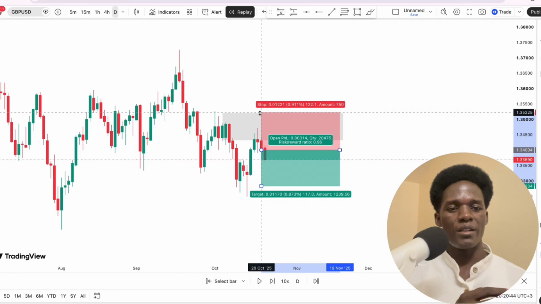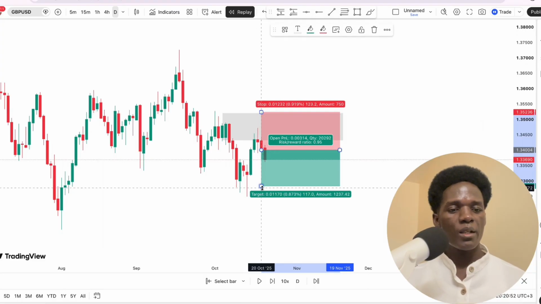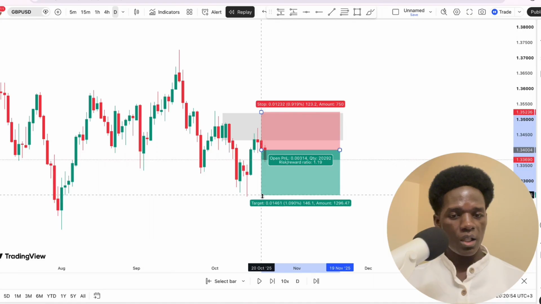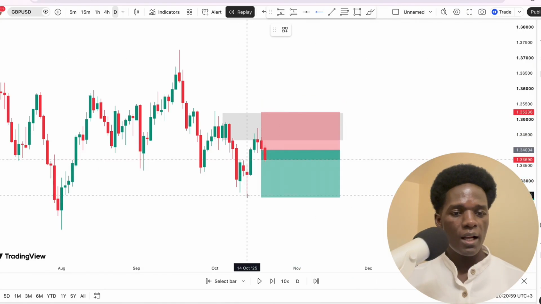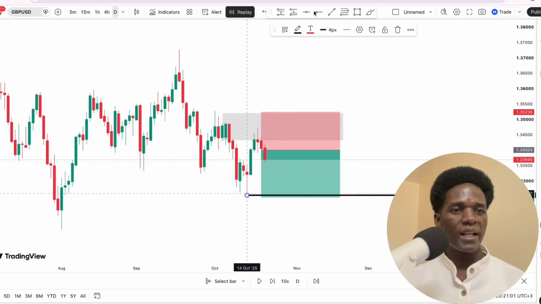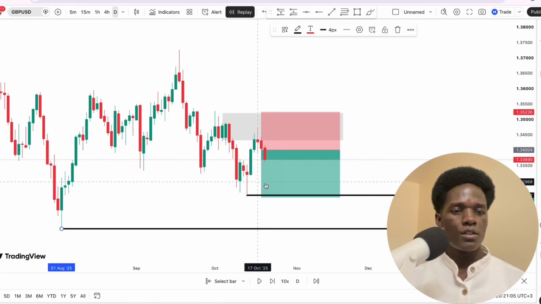Always you must press your stop loss above your key level, your lower high, because here we trade market structure. So yeah, this is the lower high, and your take profit, you can press your take profit here, because we have the lower low here. But again, we have another one here.